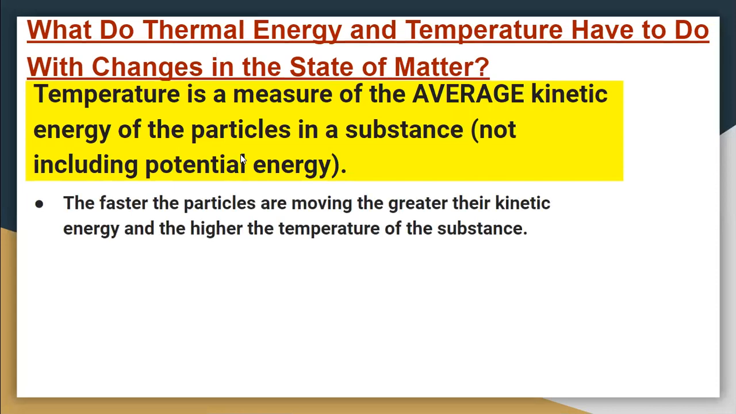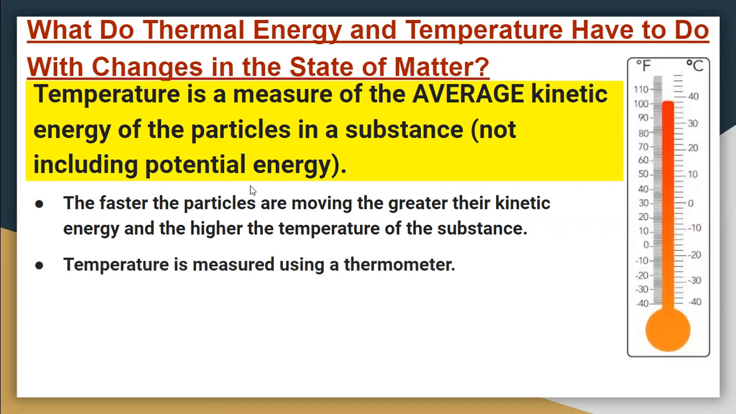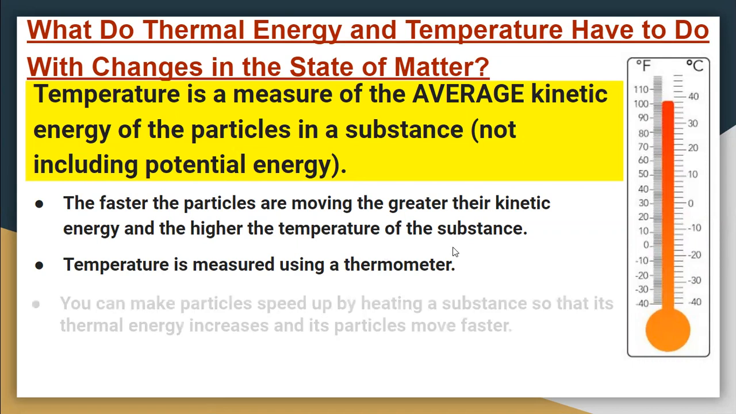The faster the particles are moving, the greater their kinetic energy and the higher the temperature of the substance. So think about boiling water. The longer you boil it, the quicker the bubbles go, right? They go really, really quick. Temperature is measured using a thermometer. That should be a no-brainer. I'm sure you all know what a thermometer is.